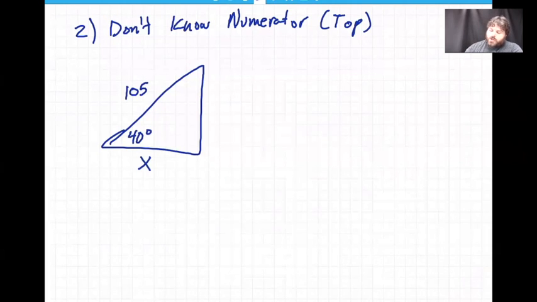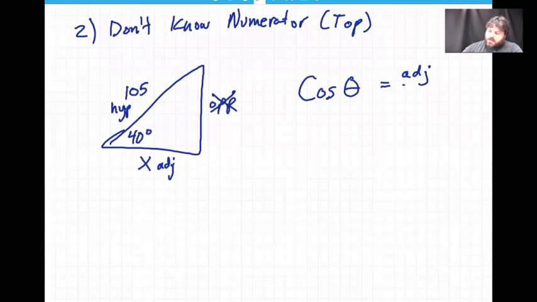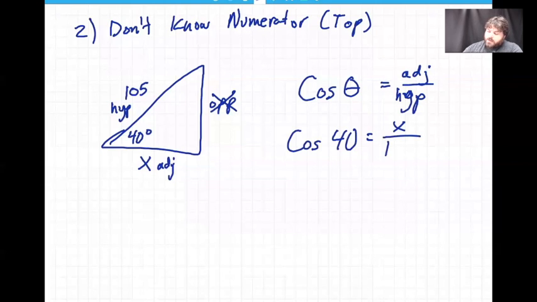So which do we know here? We have the opposite, which we don't know. We don't know the adjacent, but we want to know the adjacent, and we have the hypotenuse, which we know. We don't care about opposite. Adjacent and hypotenuse, that's cosine, right? Adjacent over hypotenuse. So fill in what you know. We know the angle is 40, the adjacent is unknown, and the hypotenuse is 105. So this is the case where you don't know the numerator. You don't know the top.